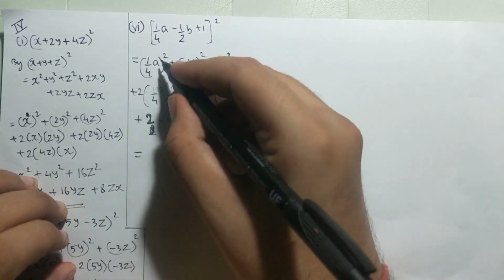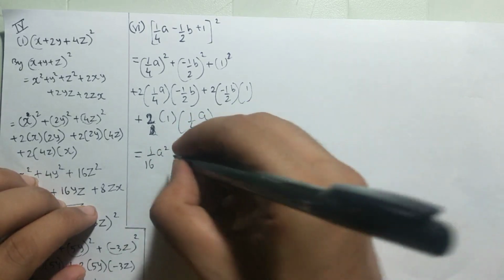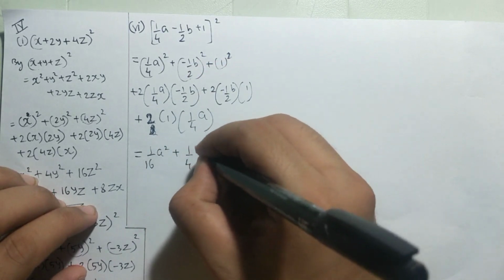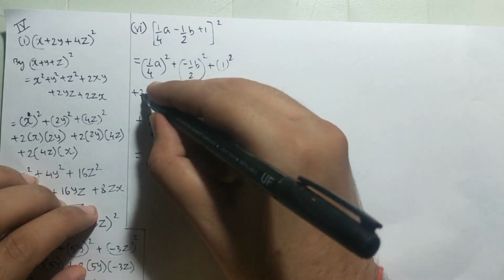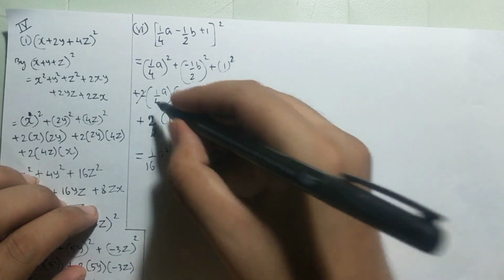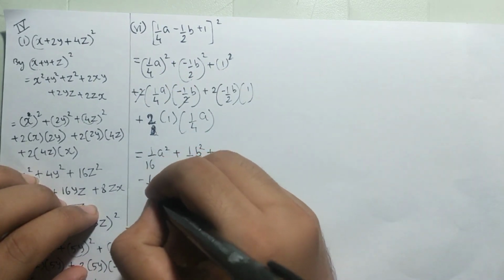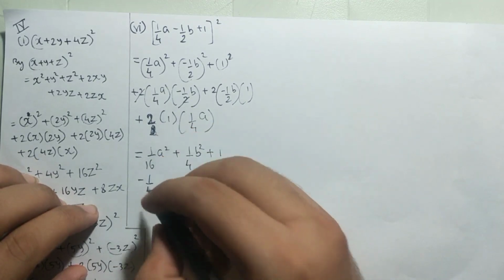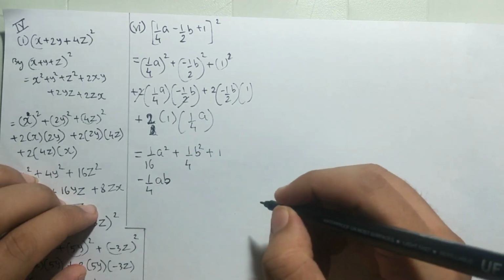Now, what is 1/4a the whole square? That is 1 upon 16a square, plus the square of a negative number is positive, so 1/4b square, plus 1 square is 1. This 2 into 1/4 into minus 1/2: this 2 and this 2 will get cancelled. Only 1/4 remains with the negative sign, so minus 1 upon 4. Why minus? Because there was one negative sign in this bracket. Minus 1/4ab.